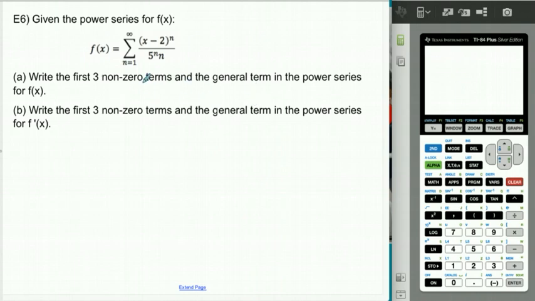So given the power series here, we're going to write the first 3 non-zero terms and the general term for this power series, the one that I'm given, f of x, and then we're going to differentiate it to find the power series for f prime of x.